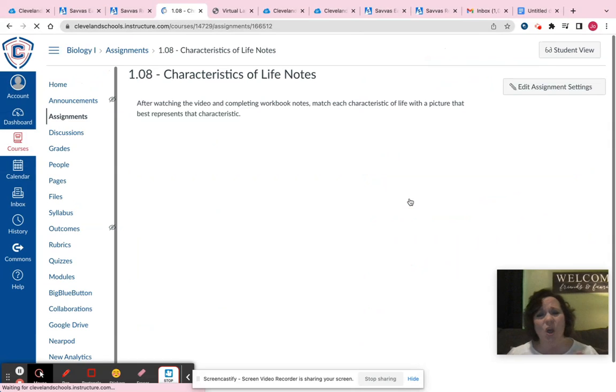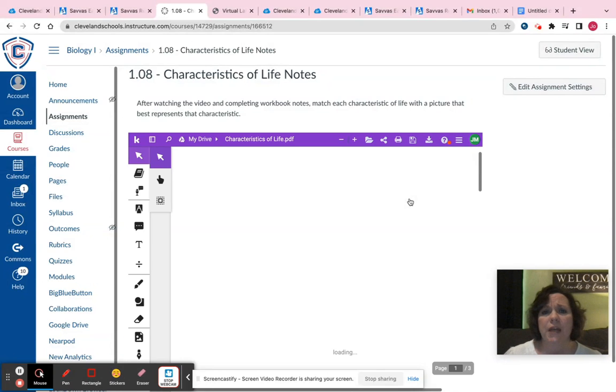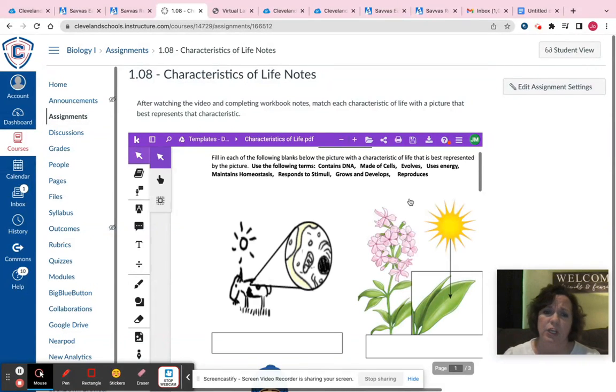It's called notes, but there's really two sets of notes today. You're going to be filling in this, and it says notes, but it's really just you going through, looking at pictures and deciding which characteristic of life better matches each picture. So as you go through, just match those up. If you can pull that up, that would be awesome because I am going to go through those in just a second with you. Another thing, you need to turn in your workbook.